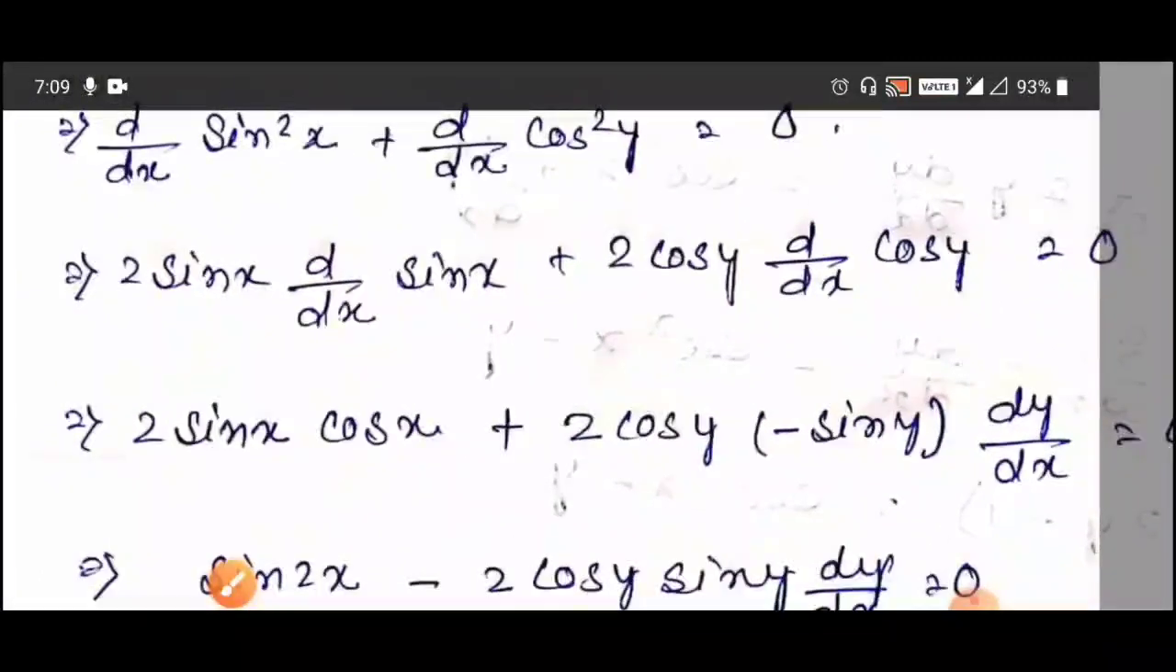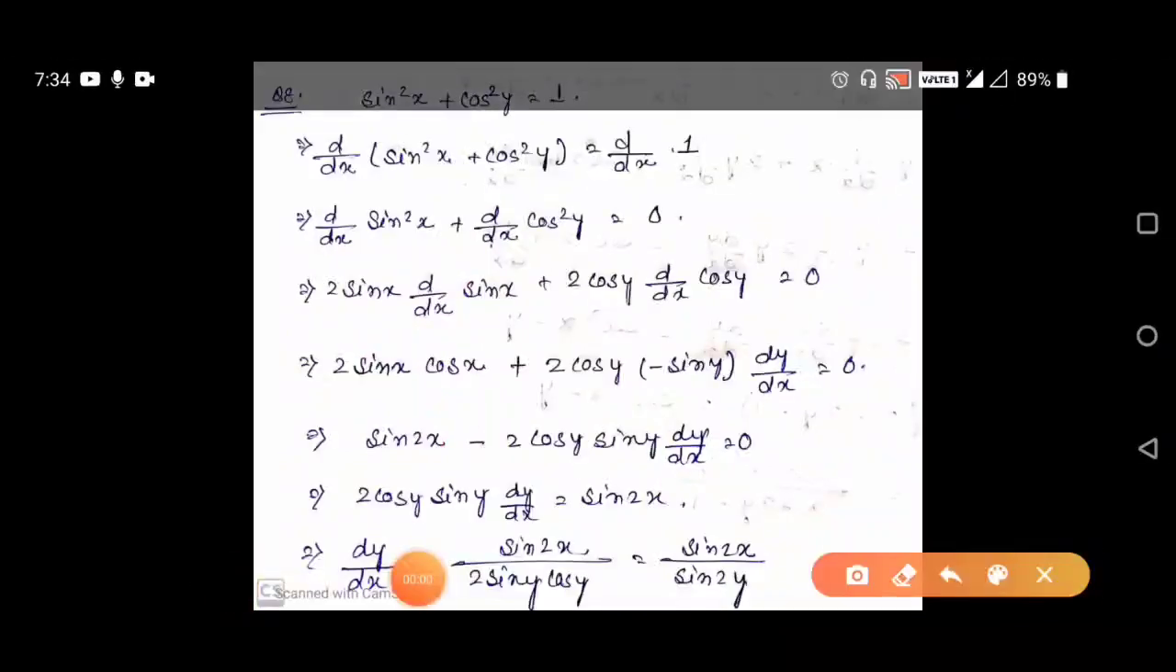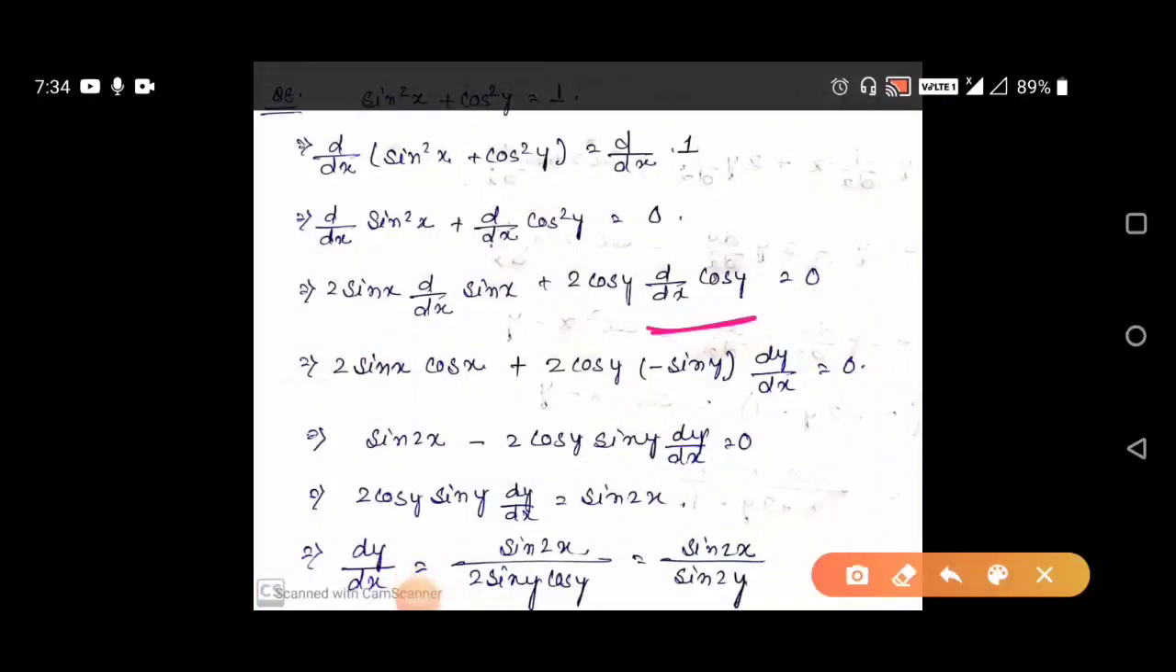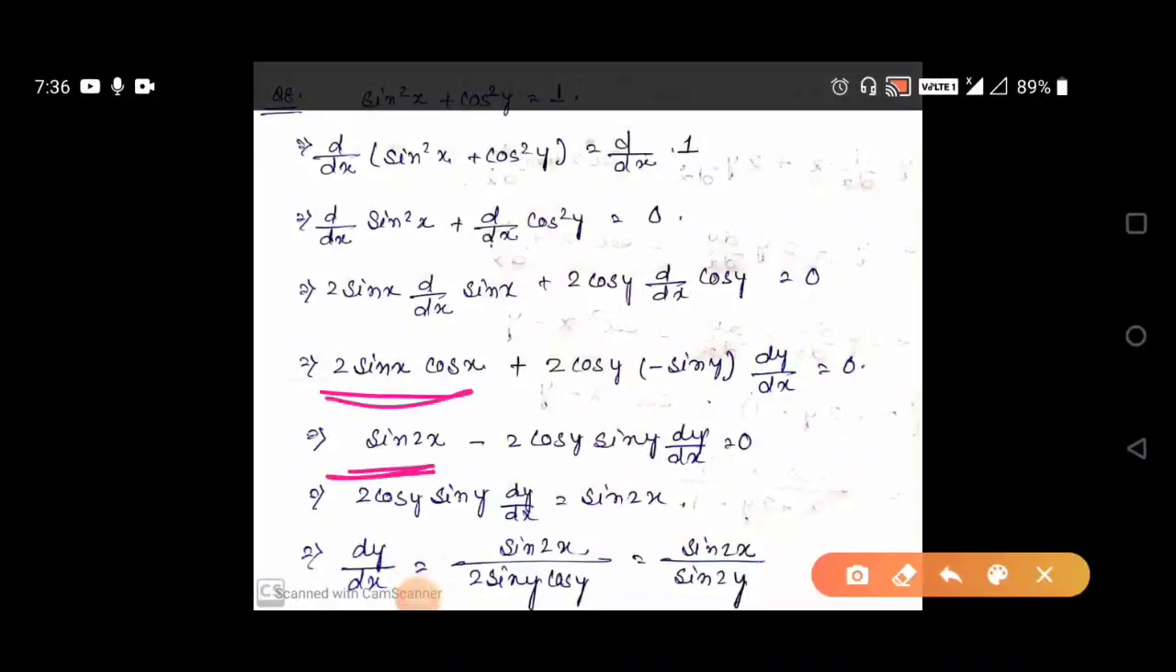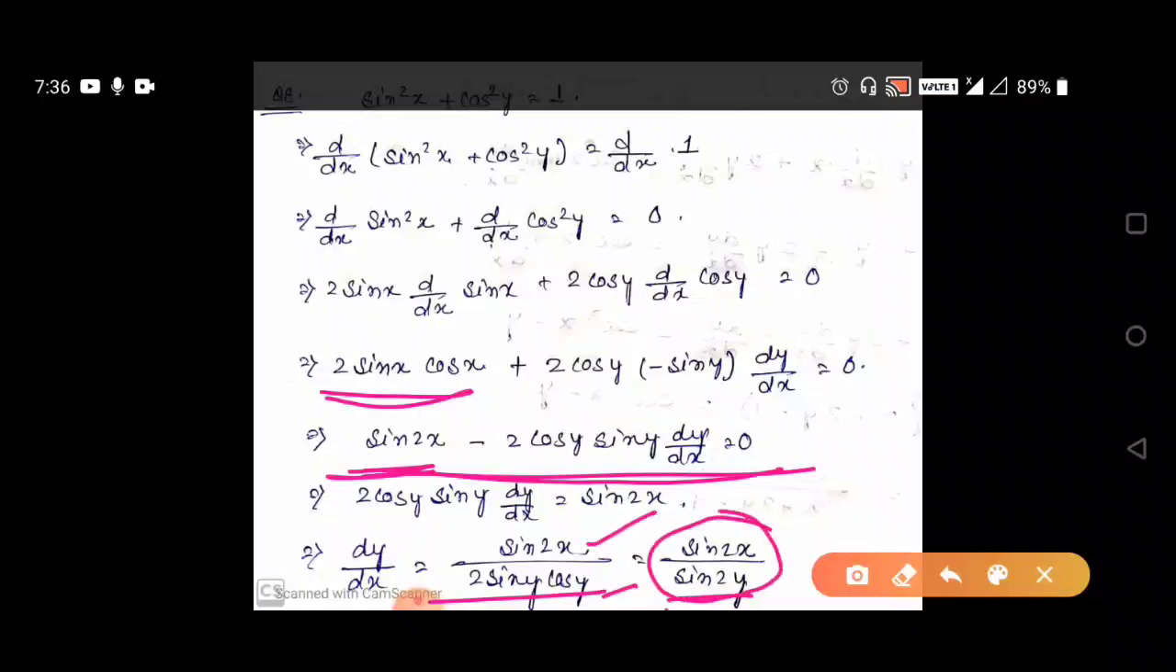Now d dx of sin x means cos x, and d dx of cos y means minus sin y, and since we are differentiating a function of y with respect to x, we have to write this dy by dx. Here we have used the formula of sin 2x, and from here we can find dy by dx. So dy by dx is equal to sin 2x by 2 sin y cos y. 2 sin y cos y means sin 2y. So our answer is sin 2x by sin 2y.